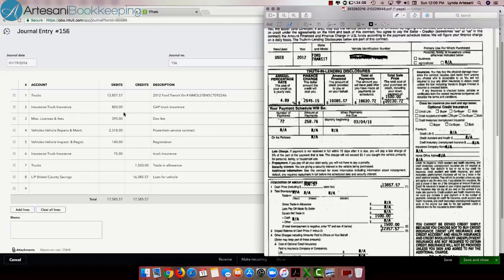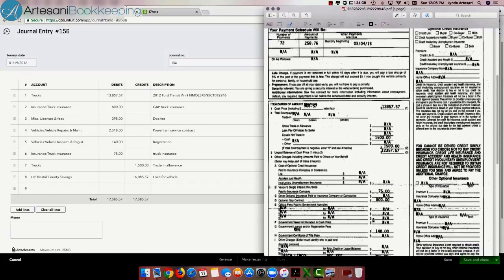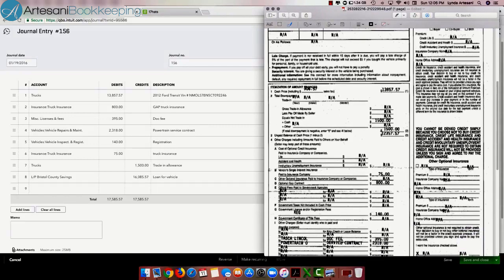You'll see that he bought some GAP truck insurance. He had some document fees that were part of this transaction as a whole. You'll see that there's a document fee. He has a service contract. So that's also, in this case, it was only 1 year.